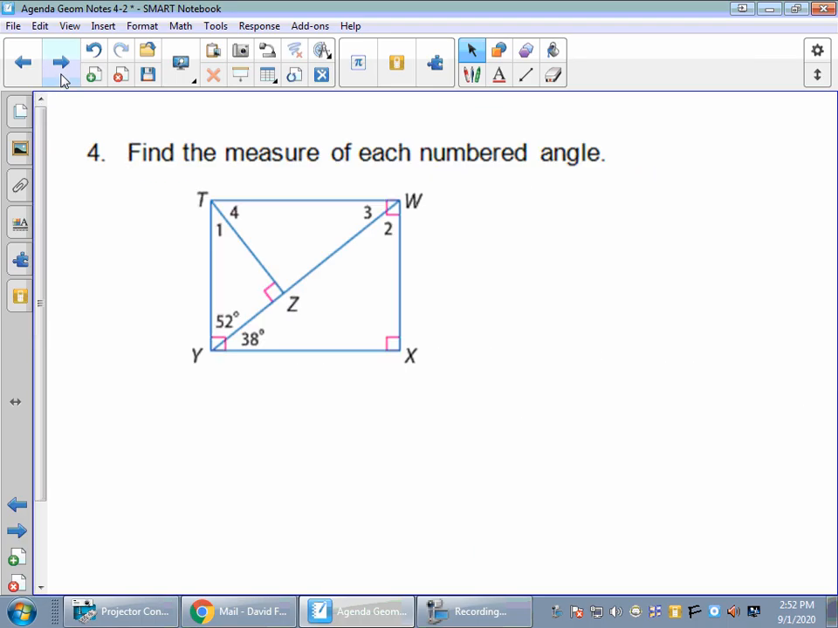All right, this one here, find the measures of each numbered angle. I'm going to let you try this on your own. If you can't get it, bring it in. We'll work on it tomorrow together. Just find angles 1, 2, 3, and 4, using the theorems that we learned today. And you might be able to use the corollaries to those theorems as well.